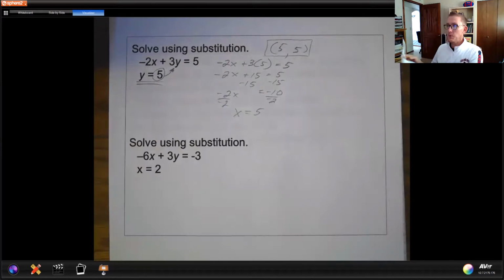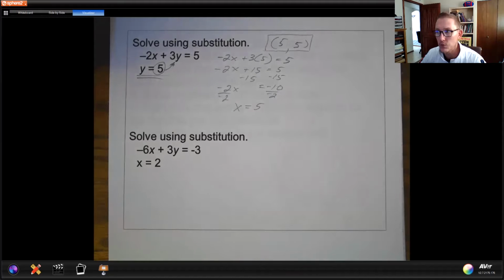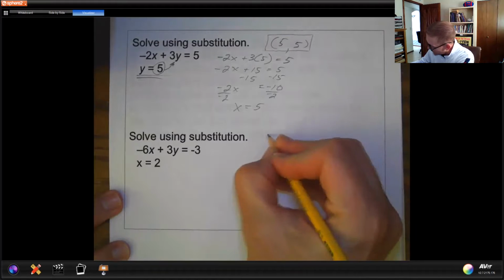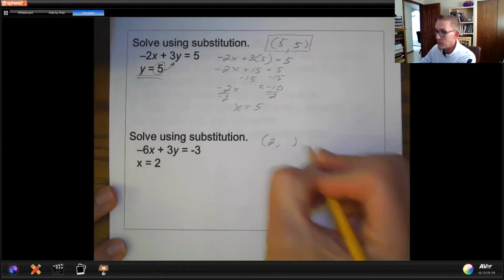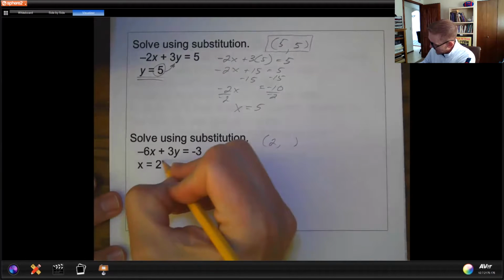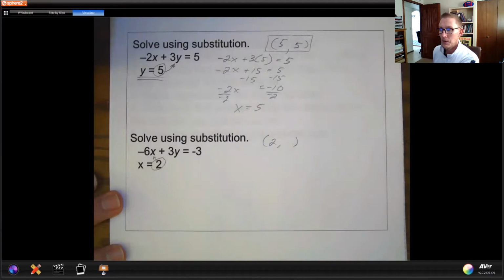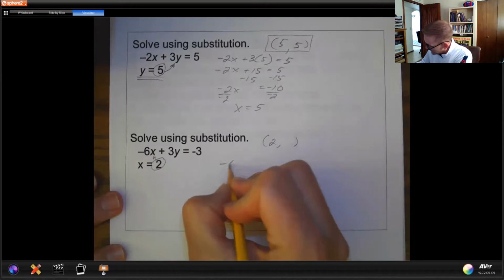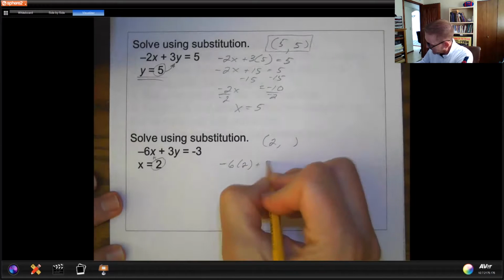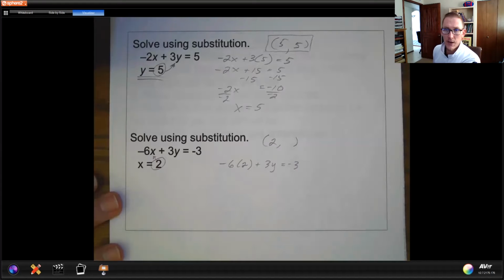So let's take a look at another example using that same principle. This second example gives me the x value for this system. So I already know that the x value is 2. So if I start my ordered pair, it's going to be (2, something), and I need to find the y value. So I'm going to take this value of 2, and I'm going to substitute it in for the letter x. And when I do that, I'm going to get negative 6 times 2 plus 3y equals negative 3. So it gave me the x value, and we're going to substitute in to find the y value.